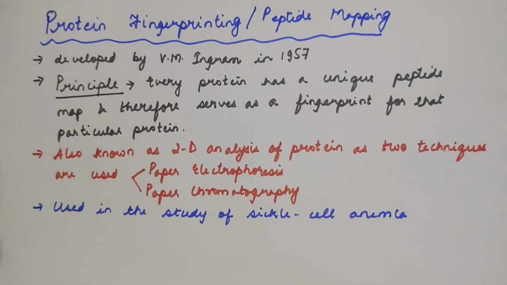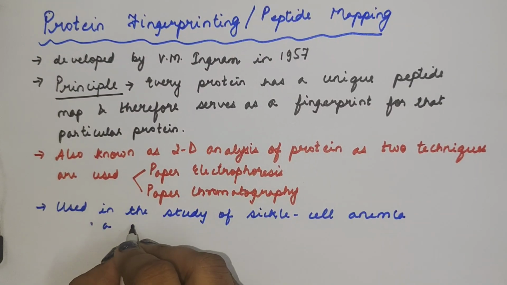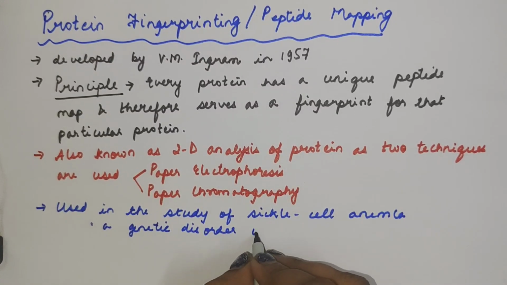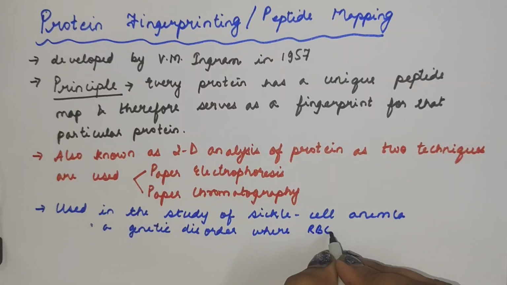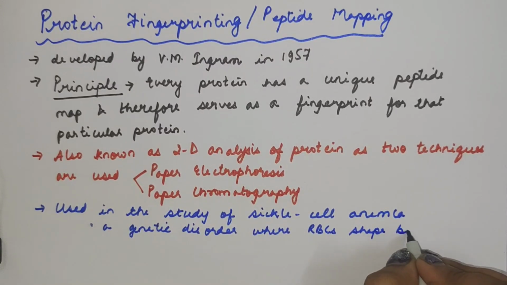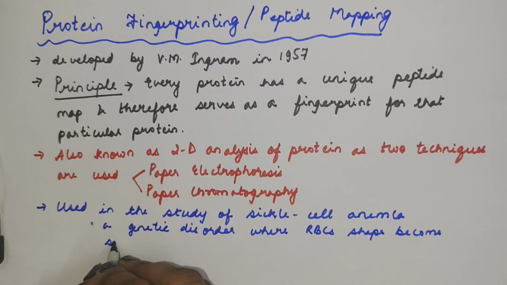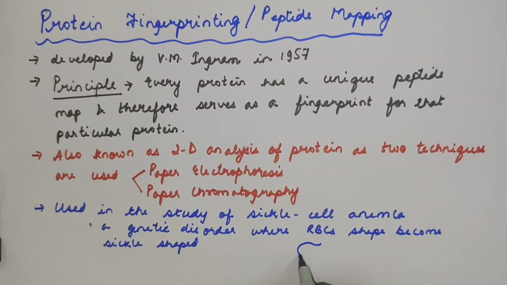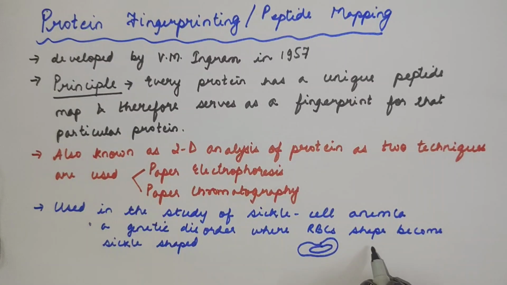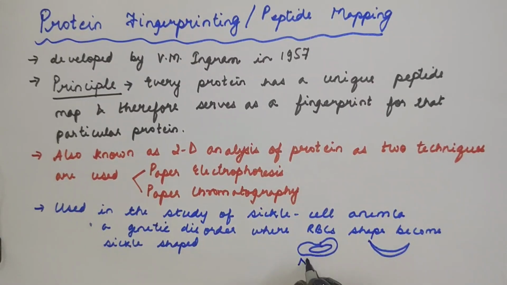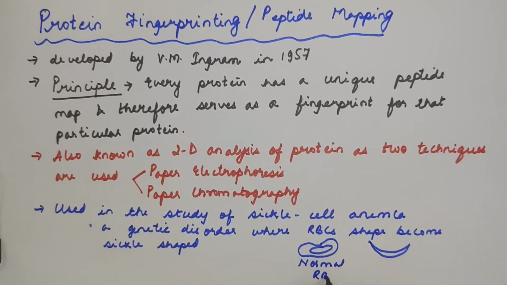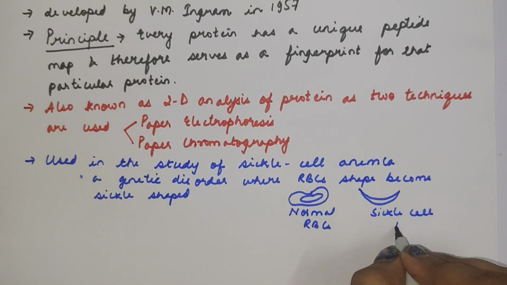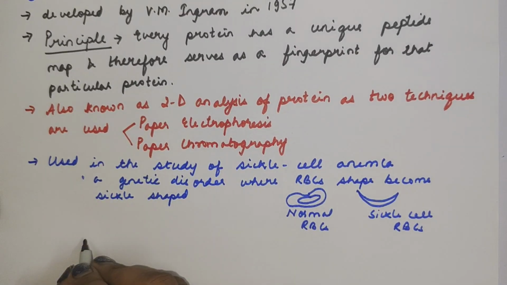Now, what is sickle cell anemia? We all know that sickle cell anemia is a genetic disorder where the hemoglobin becomes sickle celled, and because its shape changes, the oxygen carrying capacity of the RBCs is also hampered. Therefore, the disease is known as sickle cell anemia. Normally the RBCs are biconcave in shape, but the sickle cell hemoglobin becomes sickle shaped. Sickle means the moon.